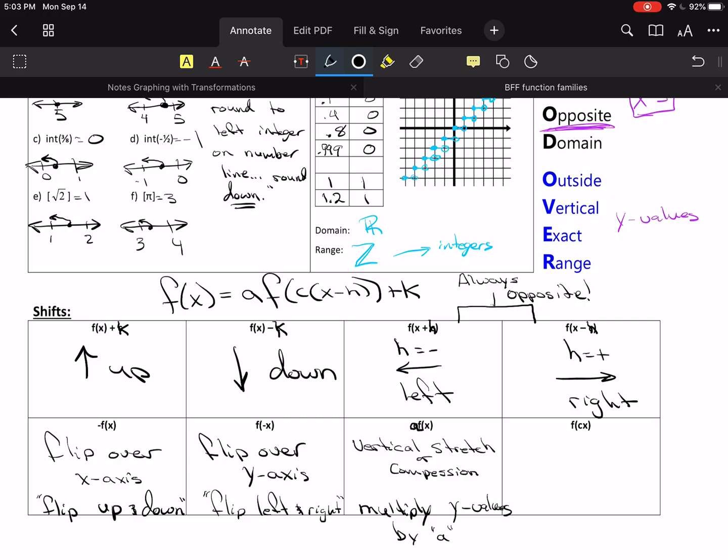Okay. Now, when I have c on the inside with the x, that is going to be my horizontal stretch or compression. Now, since it's on the inside, right, it's going to be the opposite. So you can either think divide by c or multiply all the x values by 1 over c. And that's it.